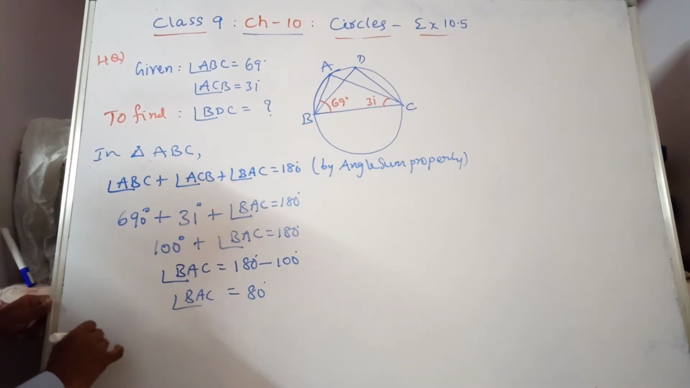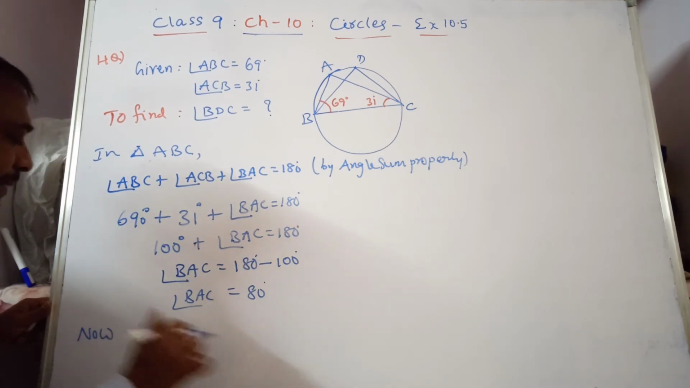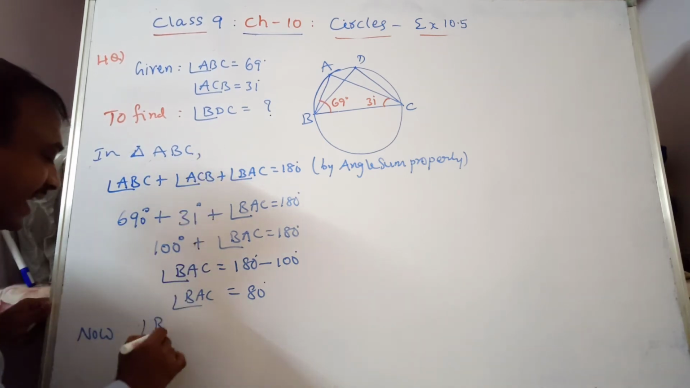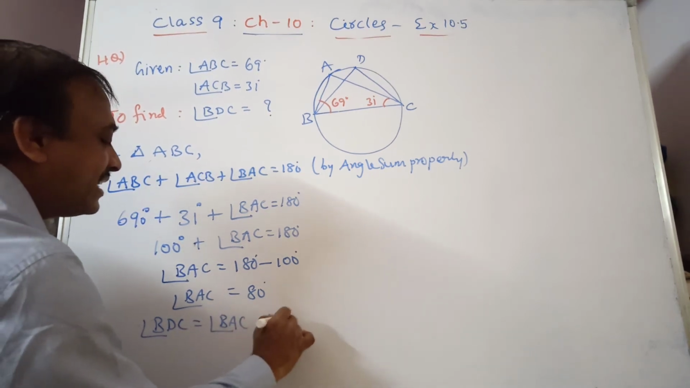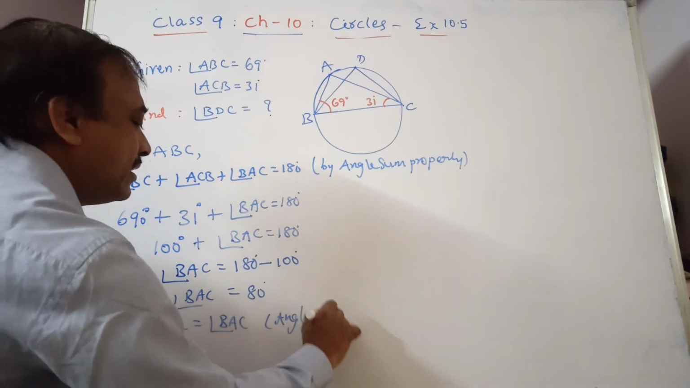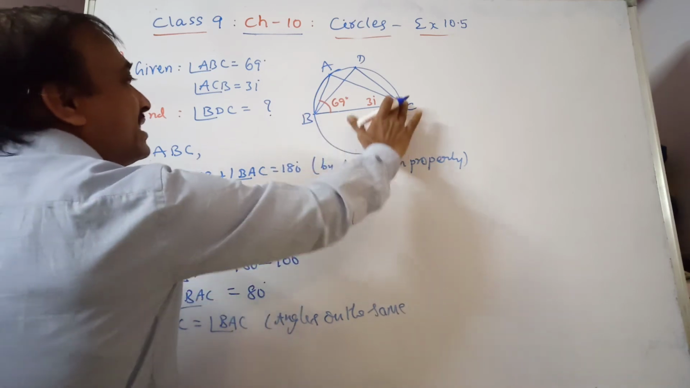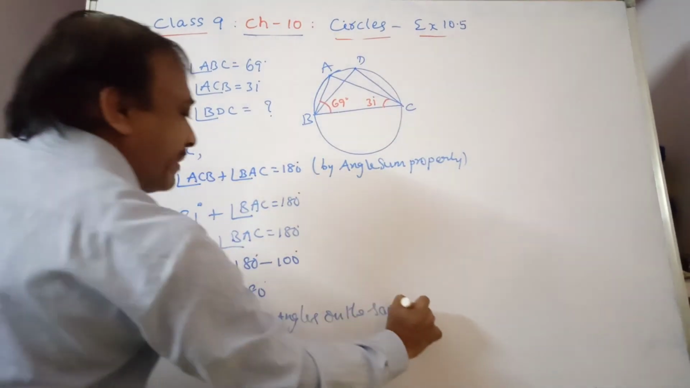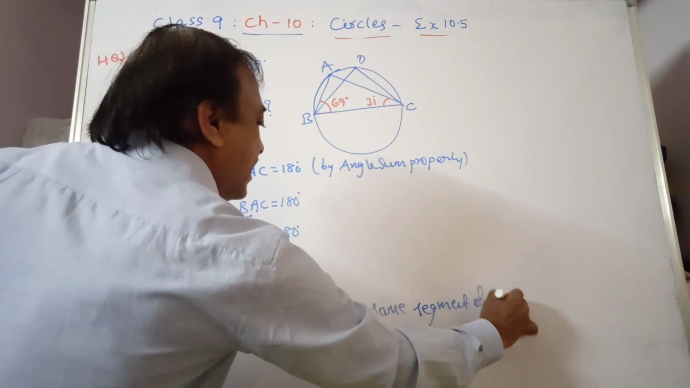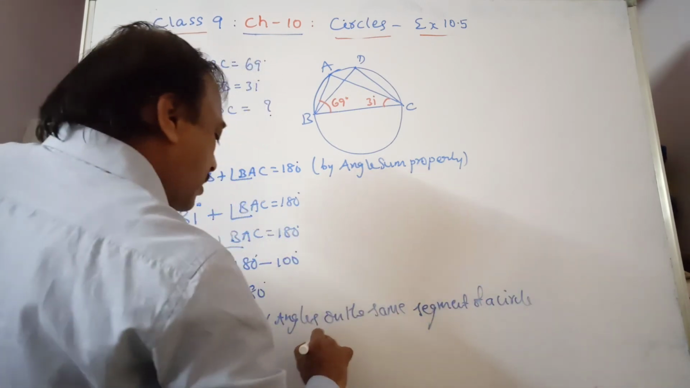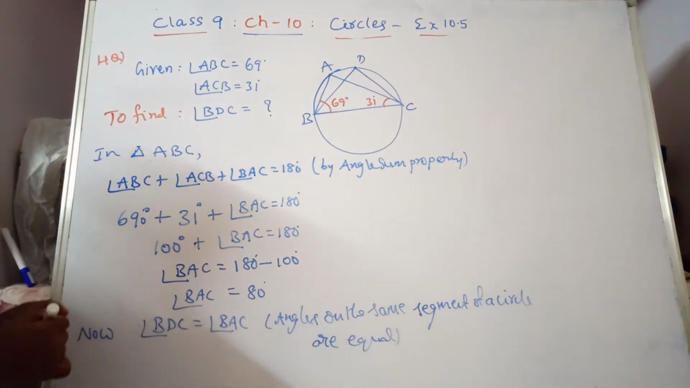Now observe, angle BDC is equal to angle BAC. Reason: angles on the same segment. What is the same segment? BC is the same segment. So angles on the same segment of a circle are equal.